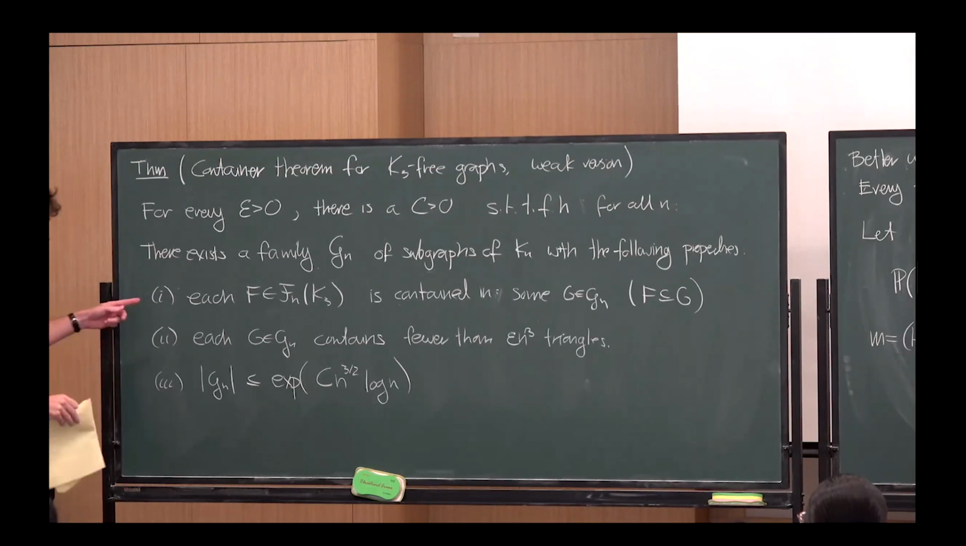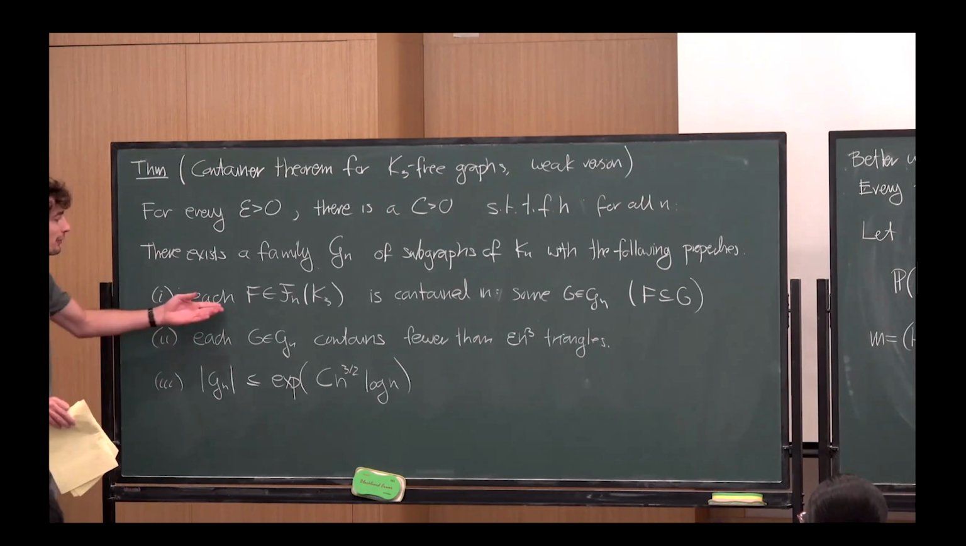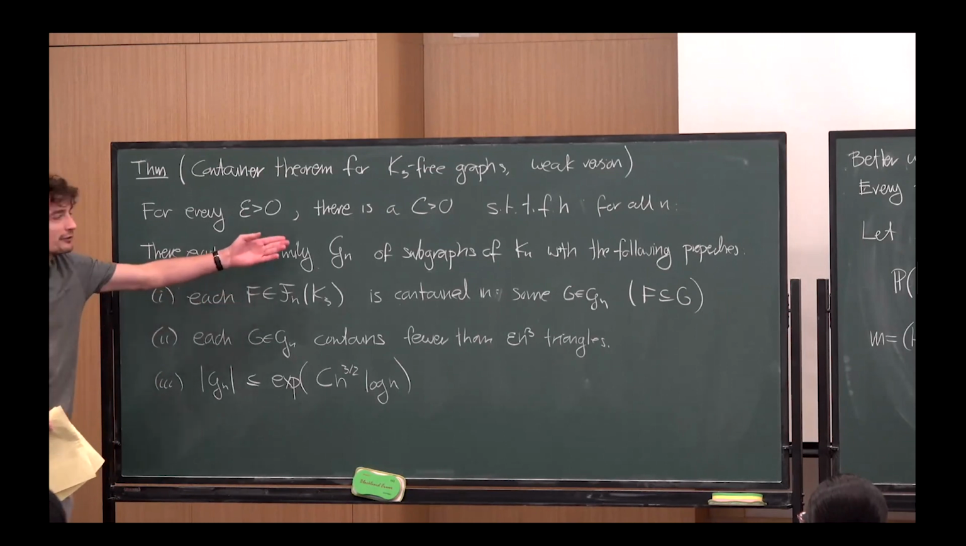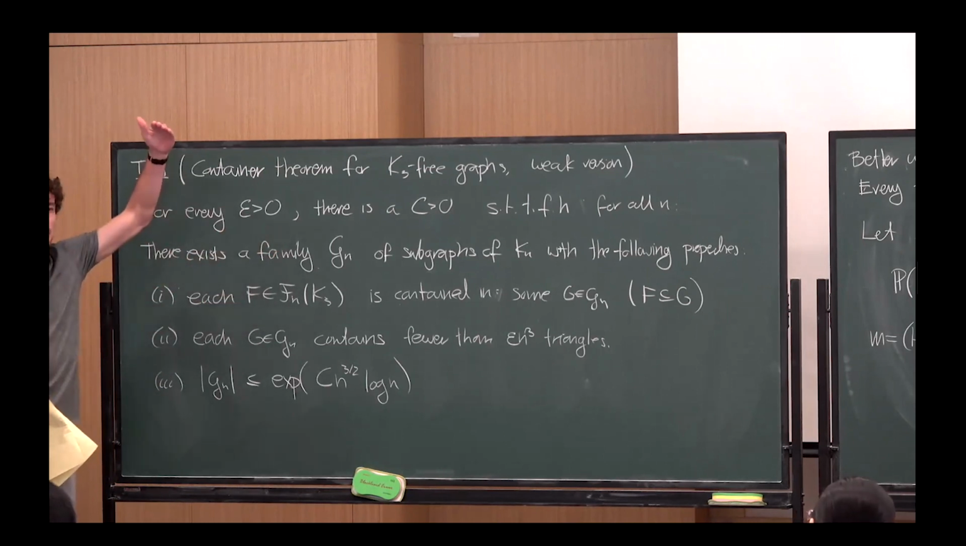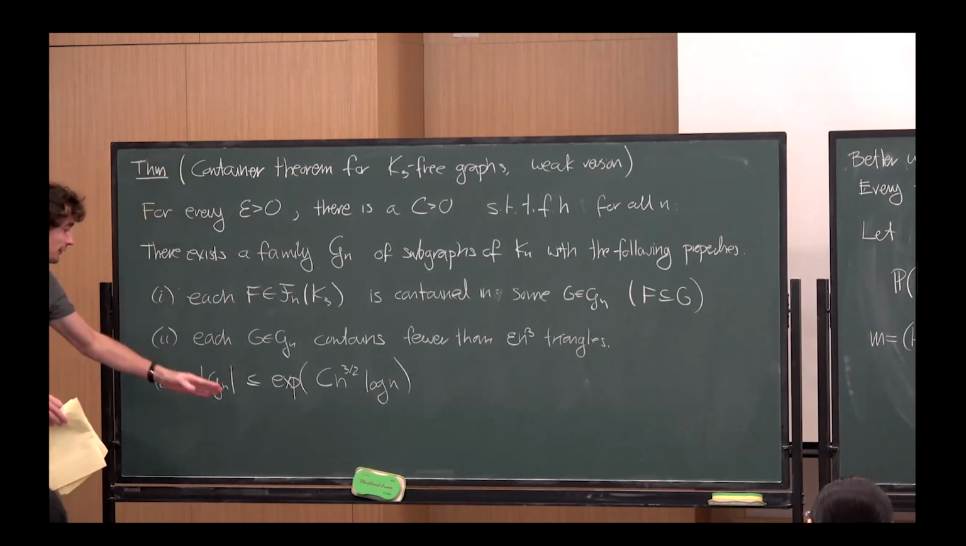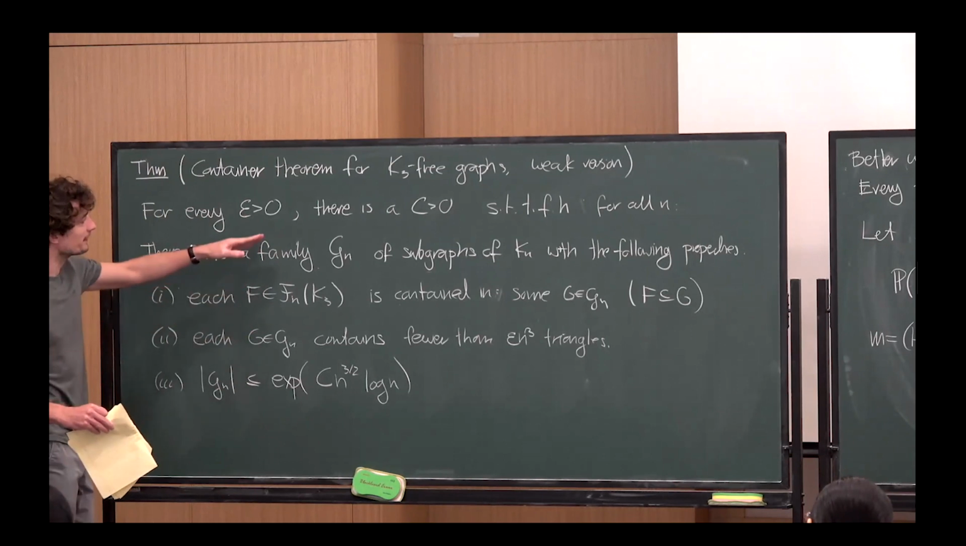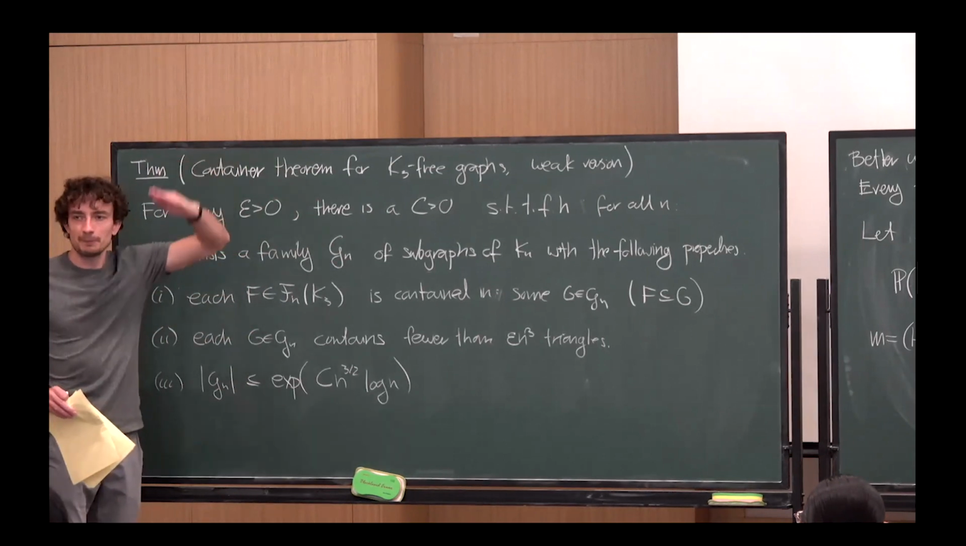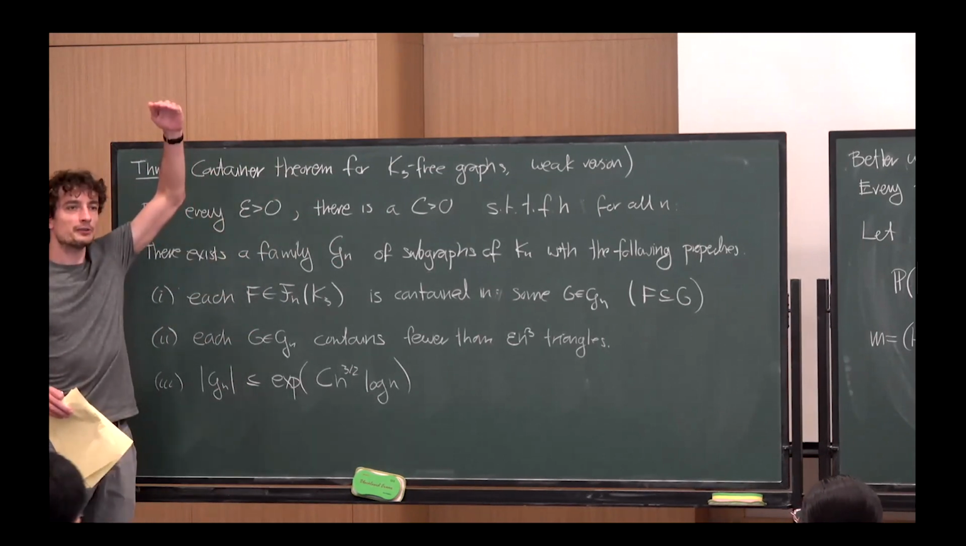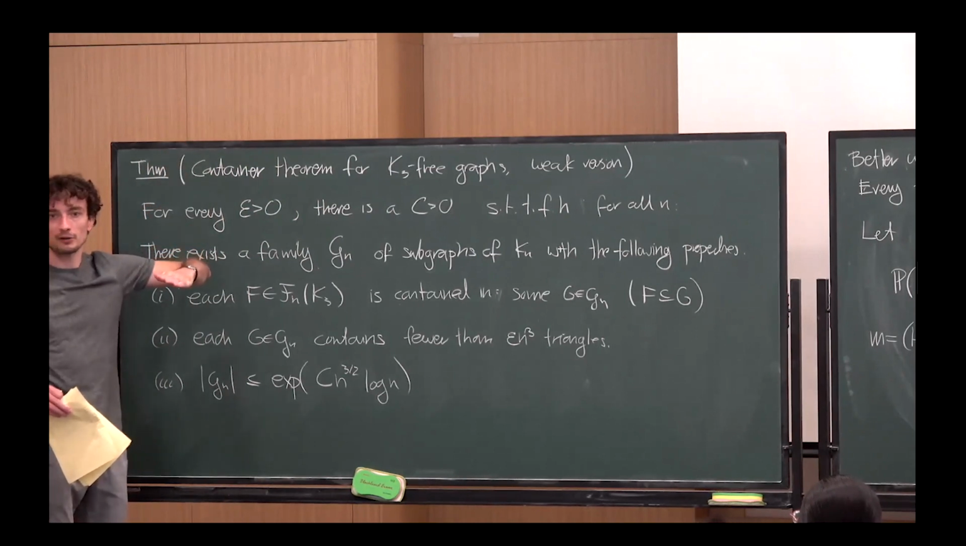Note that 1 and 2 are easy to satisfy simultaneously, and 1 and 3 are also easy to satisfy simultaneously, because I could take Gn to comprise just the complete graph itself. It contains all triangle-free graphs, and there's just one subgraph. So in some sense, this family Gn interpolates between the complete graph and the family of maximal triangle-free graphs.